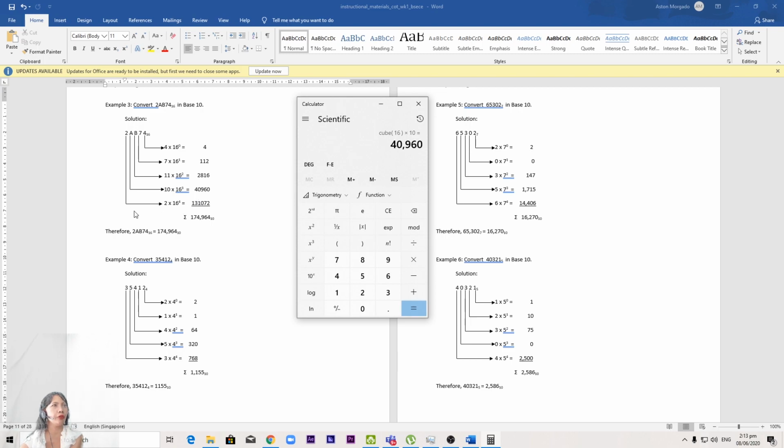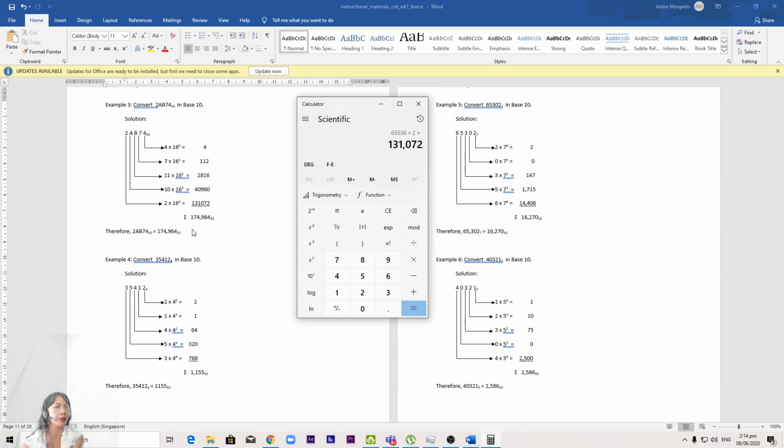And last, we have 2 times 16 raised to the 4th. Okay, so 16 raised to 4, so use the x^y key here. That gives 65,536 times 2. We have to multiply it by 2, so it will give an answer of 131,072.